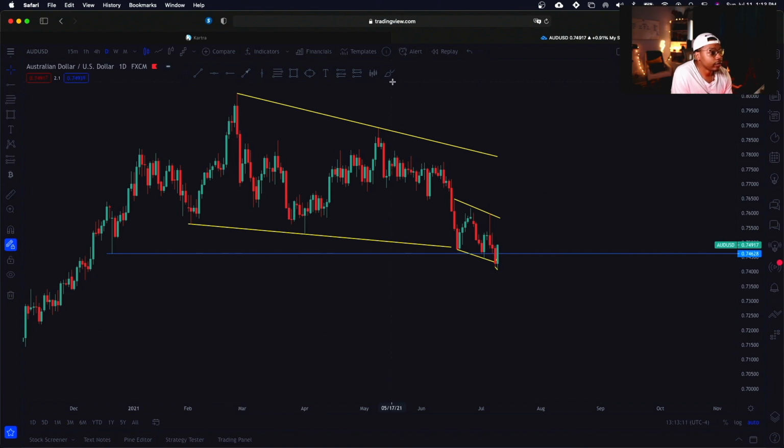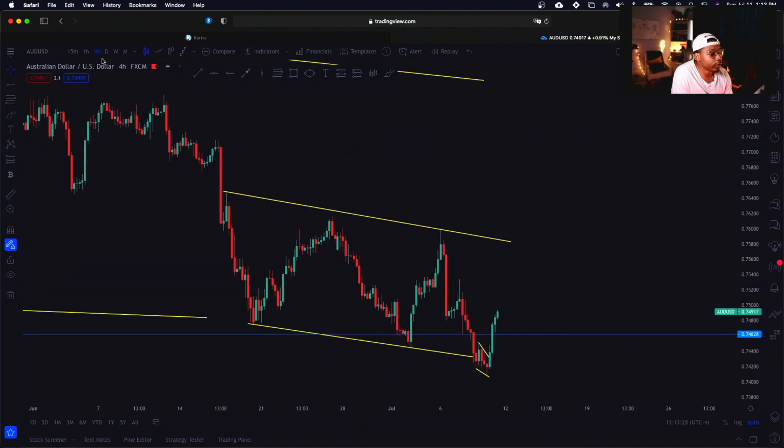Not only that, we have multi-touches. 1, 2, 3. Price touched this level 3 times and touched this zone here twice. Very high probability setup. Not only that, when we drop down to the 4 hour time frame, because this is what we're doing, we're breaking down top-down analysis, we have another multi-touch. 1, 2, 3. So this is a pattern within a pattern is what I'm seeing.